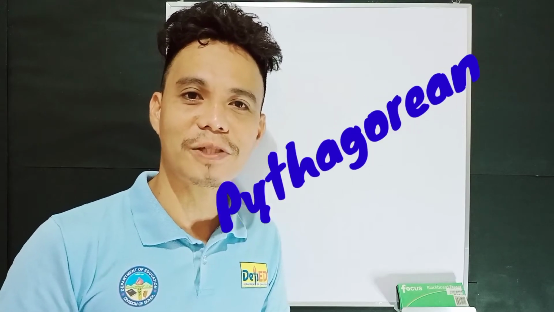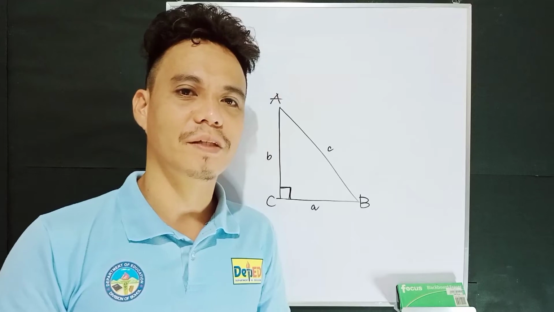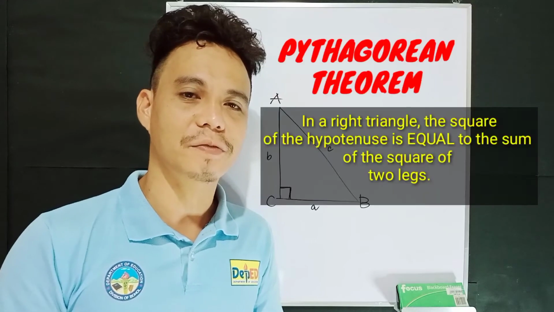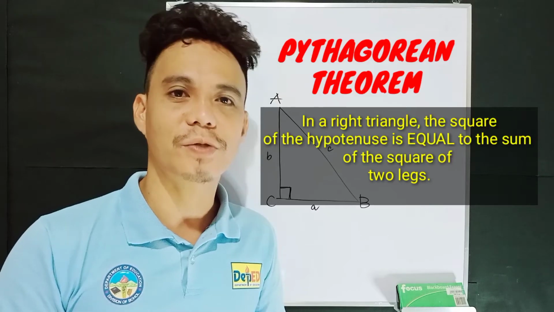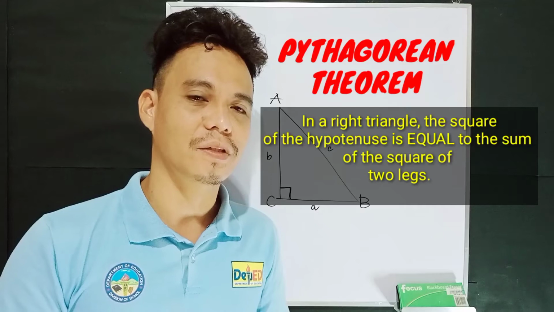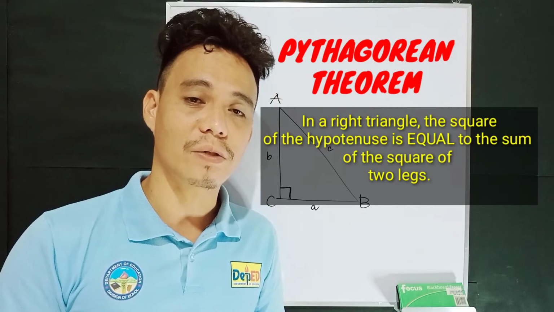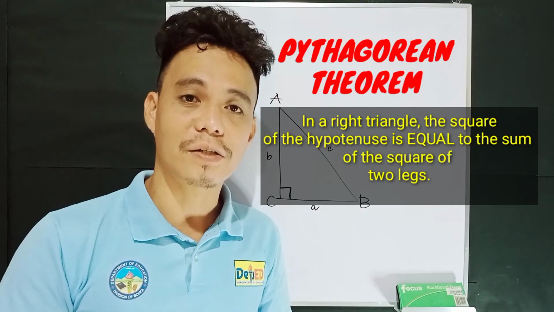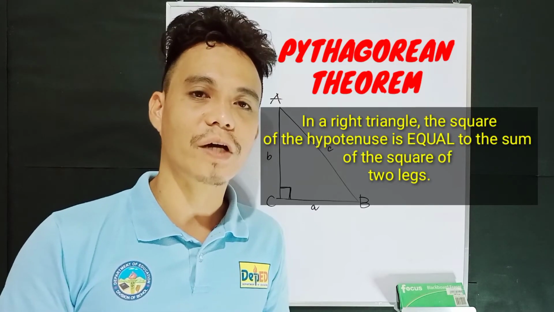Pag-uusapan natin ay tungkol sa Pythagorean theorem. Pythagorean theorem says that in a right triangle, the square of the hypotenuse is equal to the sum of the square of two legs. So, ang square daw ng hypotenuse is equal daw sa pinag-add ng dalawang square ng dalawang legs. Okay? So, ano yung hypotenuse?